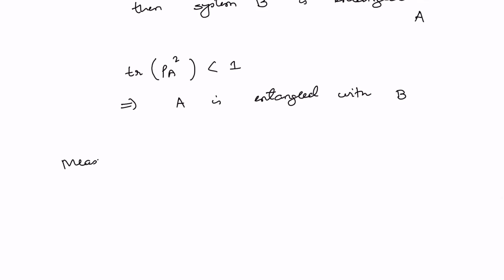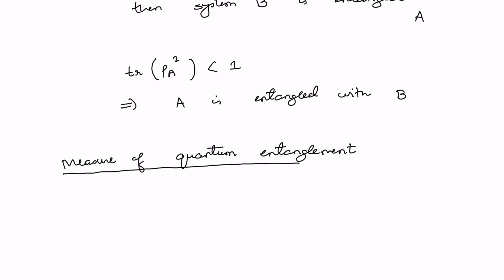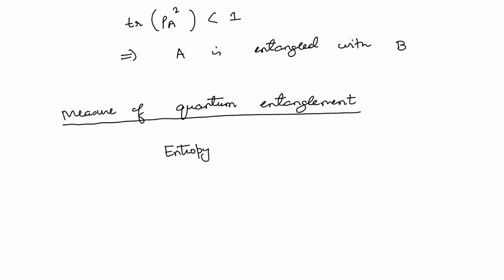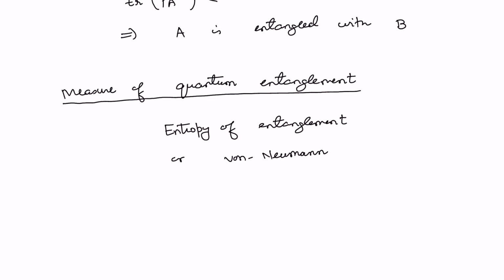It's a huge subject, and I'm not going to discuss all the measures. I'm just going to give you some ideas only. One of the measures that I'm going to discuss is the so-called entropy of entanglement, or von Neumann entropy. That's what I'm going to discuss now. I will not be able to discuss it in great detail, but I will give you some basic idea.